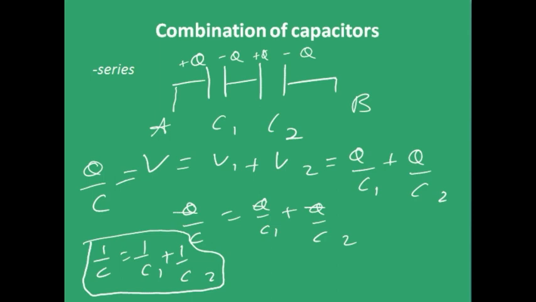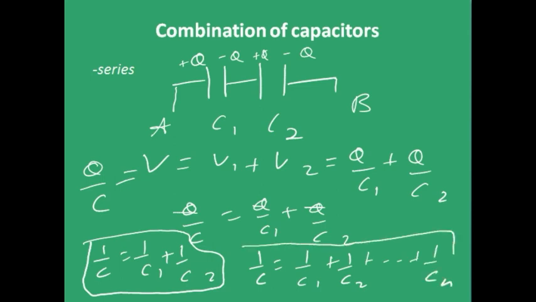And if this is the case with two capacitors, for n capacitors the formula will be 1 by C1 plus 1 by C2 plus till 1 by Cn is equal to 1 by C, where C is my net effective capacitance. This is the formula for calculating effective capacitance when you have series connection.